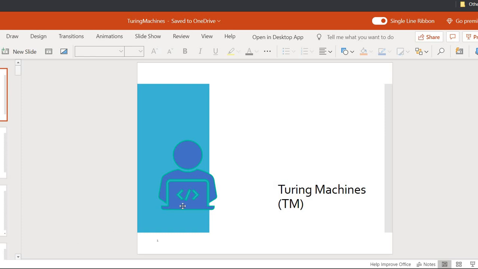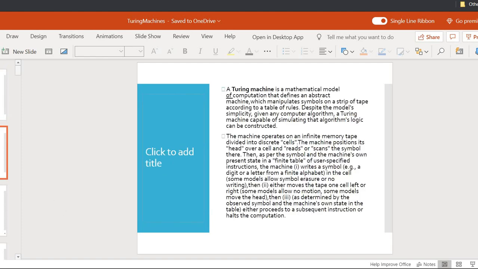Hi, today I'm going to be talking about Turing machines. So let's get started. A Turing machine is, in short, a mathematical model of computation that defines an abstract machine in which you manipulate symbols on a strip of tape according to a table of rules.